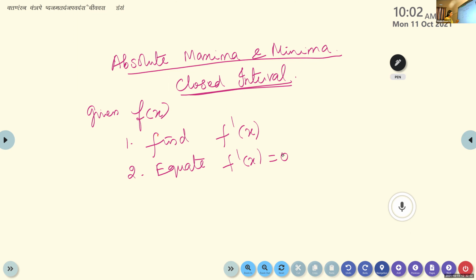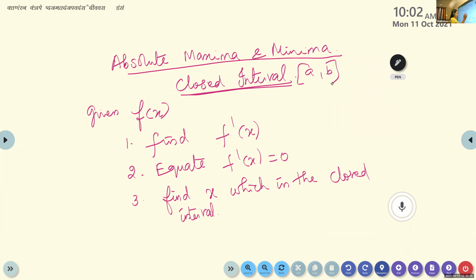And what we do, we take only those values of x. Find x which lies in the closed interval. We select only those values which lie in the closed interval. Suppose you are given the closed interval as AB. So you take the closed interval AB.